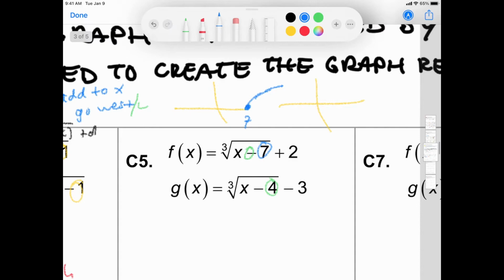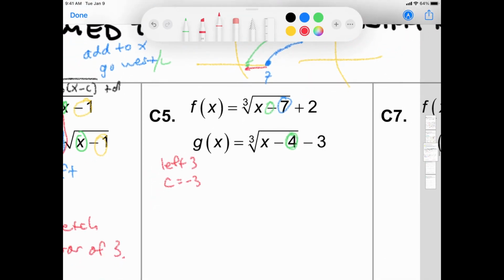And then if you do the green one at 4, how did you get there? Well, you went left 3. So left 3, essentially that is a C that is -3. Okay? So let's write that. Shifted left 3 units.